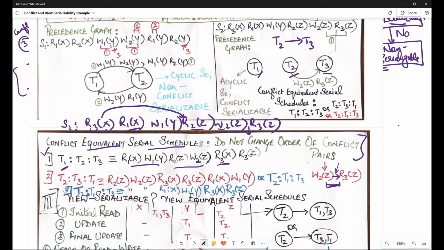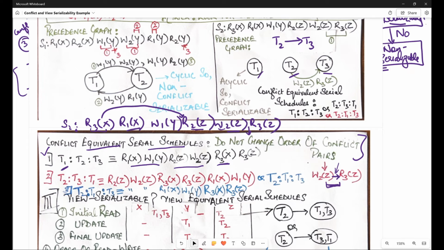Now the last possibility: T2, T1, T3. T2 operations will come as is, then T1 operations I've moved over here, and then the T3 operations. Okay, so the three possible conflict equivalent serial schedules we have given. So our second part also gets done.